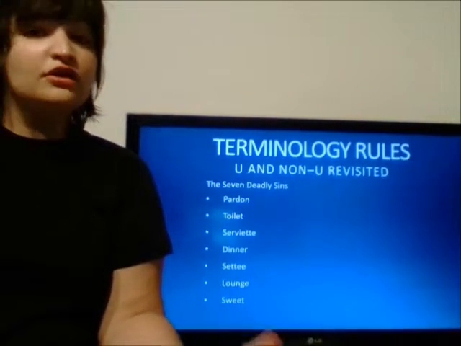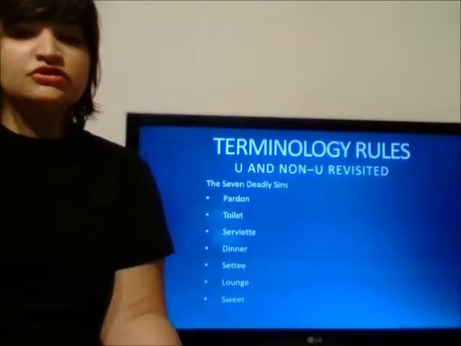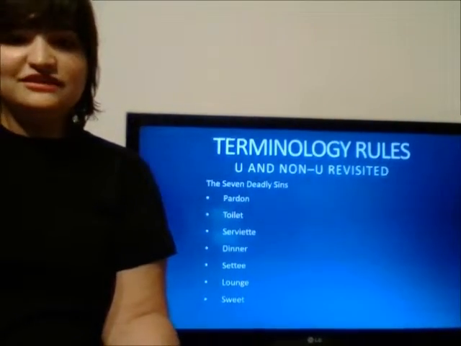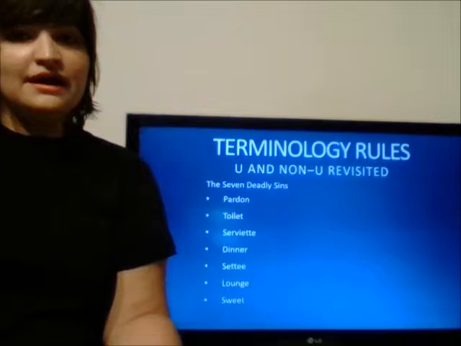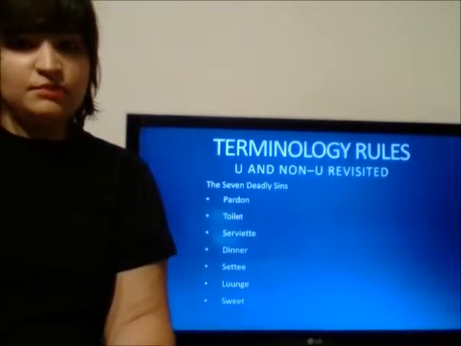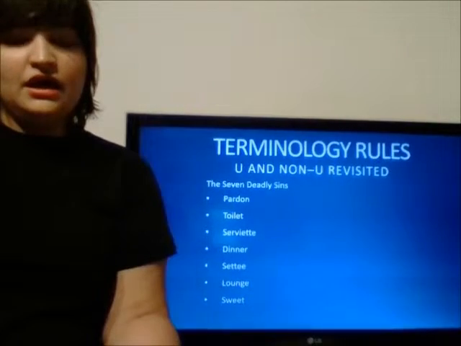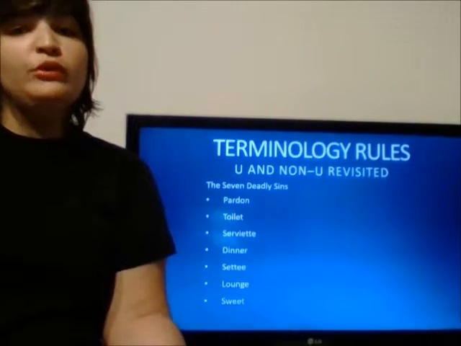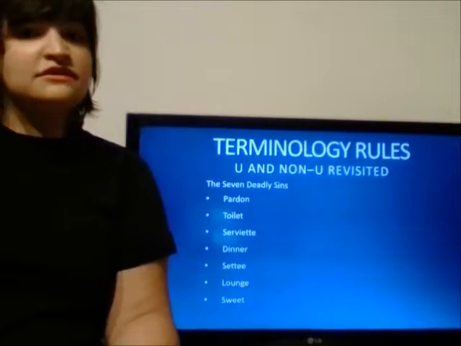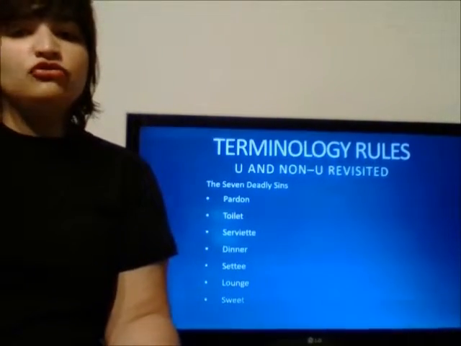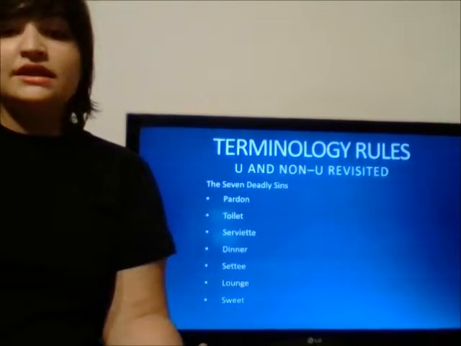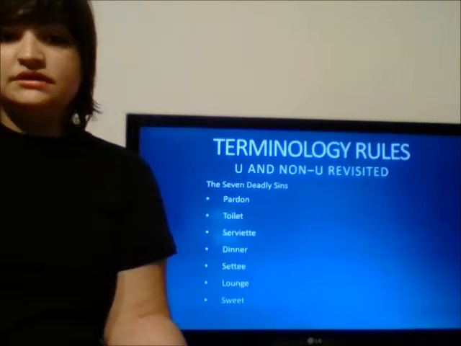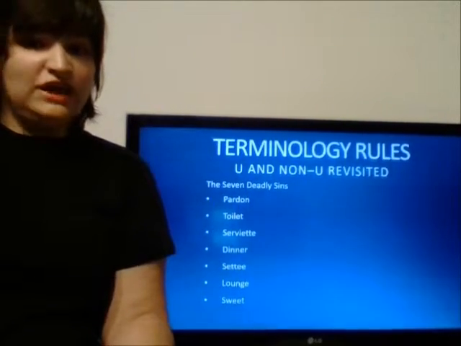We have "toilet" instead of "loo." "Loo" would be the U terminology. "Serviette" comes from the French, so it's supposed to sound fancier. "Dinner," not regarding the night meal, but the middle of the day meal. Then we have "settee," which is what non-U people call their sofa, "lounge" instead of "drawing room" or "sitting room," and "sweet" regarding the last course of a meal, while the upper class would call it the "pudding."